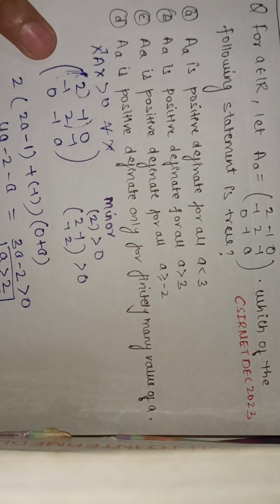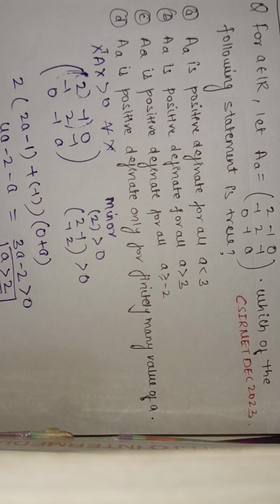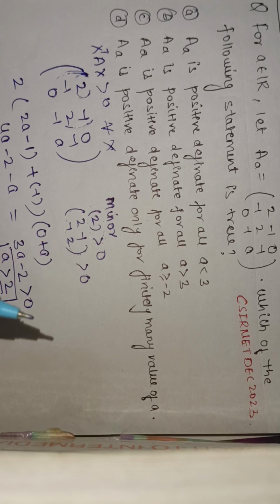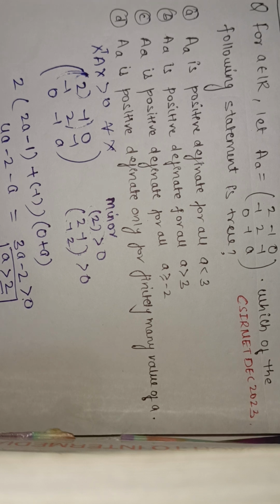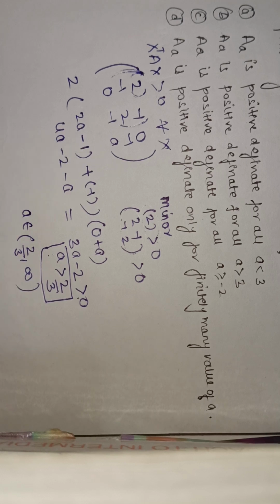If the determinant is positive, then the eigenvalues should be positive, because we have seen that the two minors are already positive. So if the determinant is greater than 0, then the value of a should be greater than 2 by 3, right? Now we will check the options. Here a belongs to the interval 2 by 3 to infinity, and any value in this interval makes the matrix positive definite.